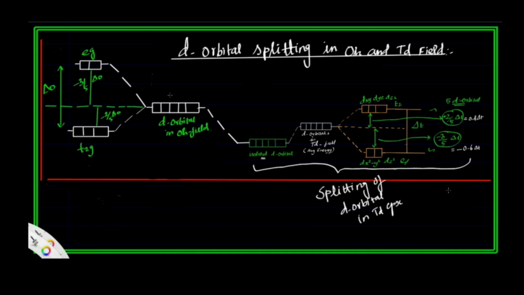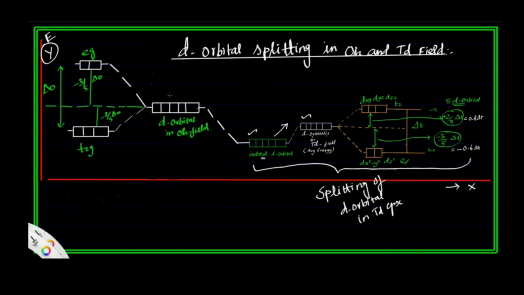This red line is the x-axis, which shows the state of the orbital, and the y-axis shows the energy of the orbital. In an isolated central metal atom, the d orbitals of the central metal ion are present in the ground state in this manner. After the symmetrical ligand field, the isolated d orbitals go to a higher energy level. This is called the average energy level.